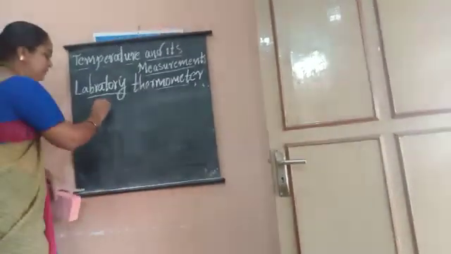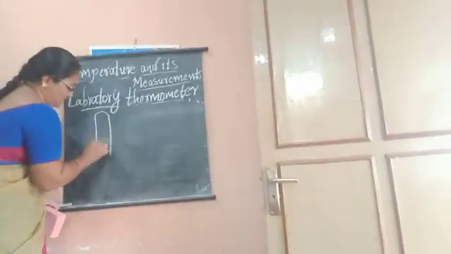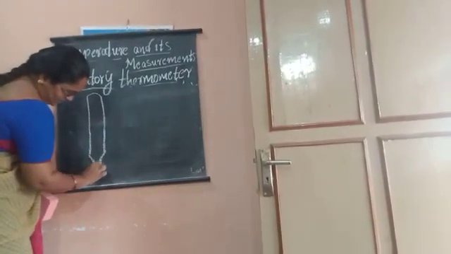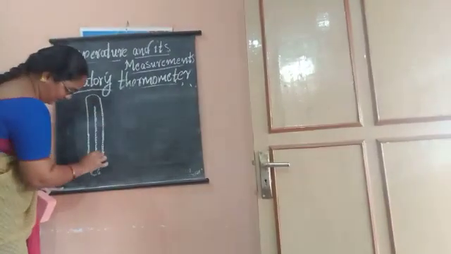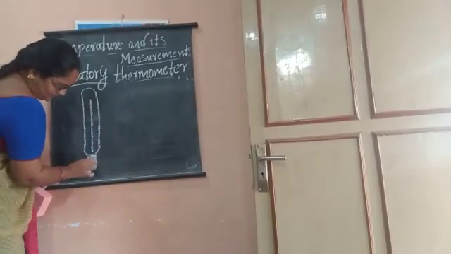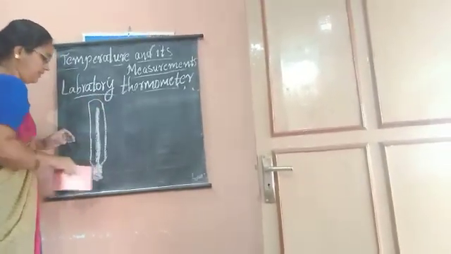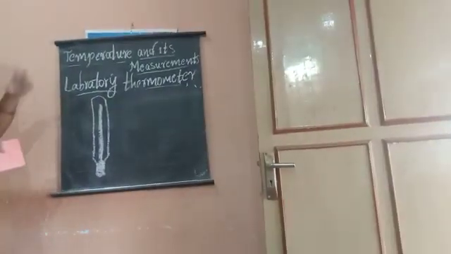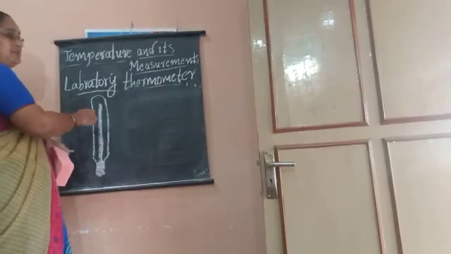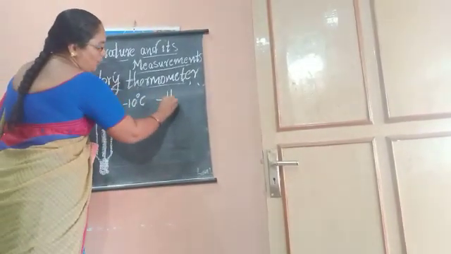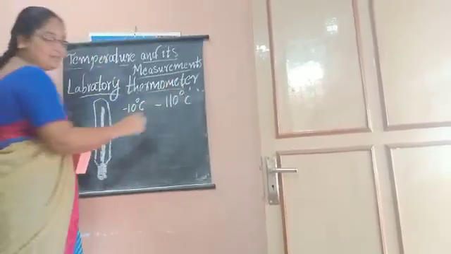Laboratory thermometer. It is also a glass stem. It is having a bulb on one side, it is having the capillary tube, and it is having the mercury in the bulb. This is the laboratory thermometer. Laboratory thermometer readings are from -10 degrees Celsius to 110 degrees Celsius.